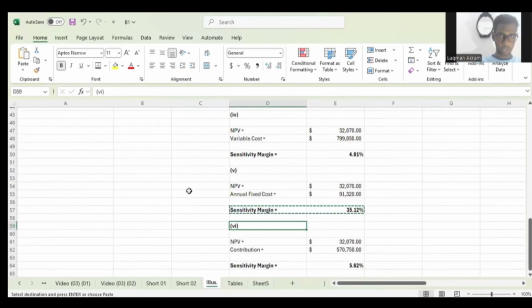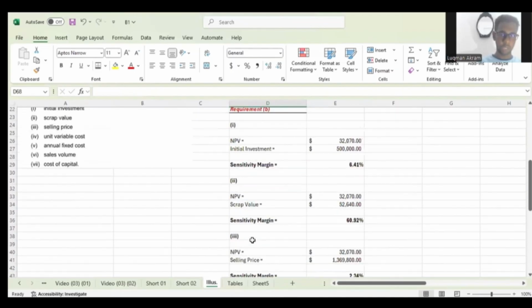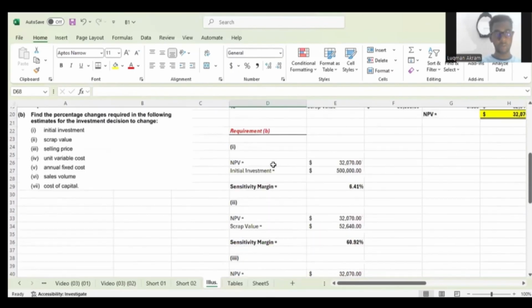And lastly, cost of capital. Now this is different. But before going to the cost of capital, I'll give a small interpretation on each of the calculations we have done here, starting off with the initial investment requirement A.